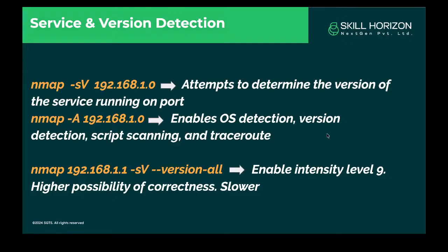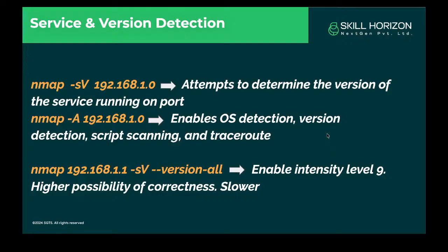Then there is one more option which you can include in your scan, which is -A, because if you include the capital A, it basically does four things. It enables OS detection, enables version detection, script scanning is also run, and traceroute will also happen. So with a single option, you can perform four things. And that scan is known as an aggressive scan.